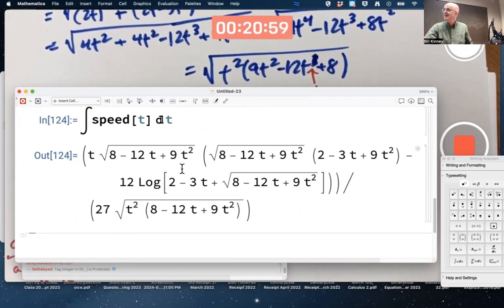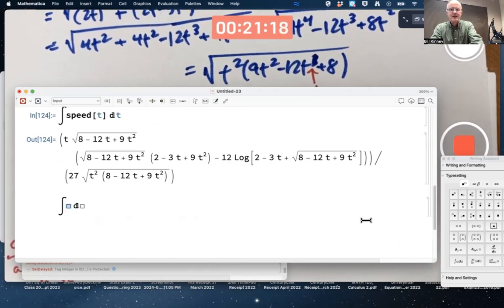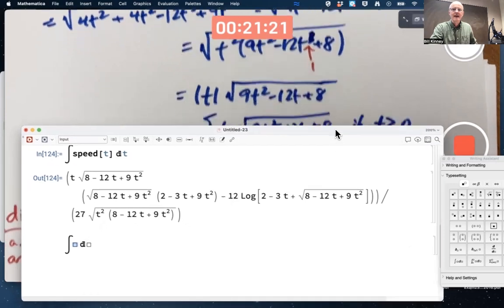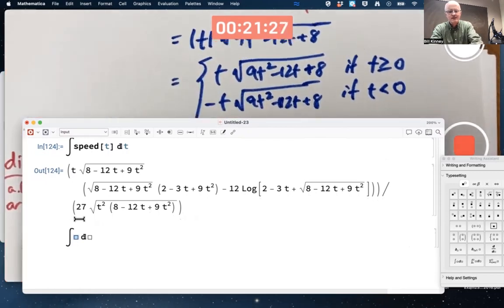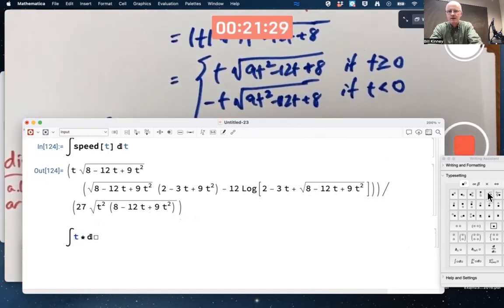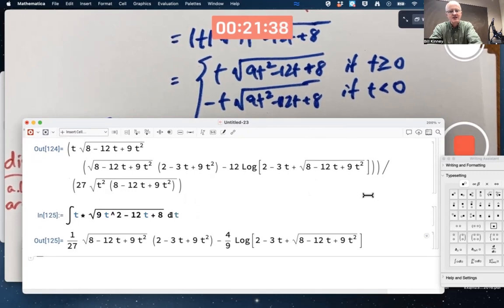Are we happy? We can do numerical integration with Mathematica or a calculator or something else, maybe MATLAB. And Mathematica does it symbolically too, if we really wanted a symbolic answer. Sometimes it makes answers that look different than if you put the integral in other forms. Like if I integrate, say, this piece, it might look different. Let's see. T times the square root of 9t squared minus 12t plus 8.